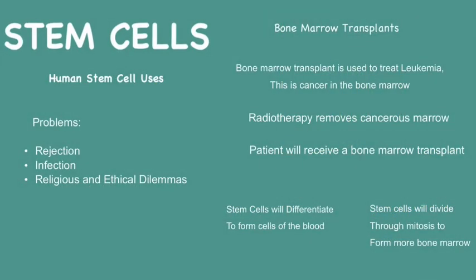Okay, so now we've talked about what stem cells are, where they come from, both animal and plant stem cells. We're going to talk about some of their uses, specifically the human stem cells to start off with. So in this video, we're going to be talking about two uses of human stem cells, and the first one is bone marrow transplant. So the reason that bone marrow is transplanted is primarily to treat this disease known as leukemia, and leukemia is a cancer in the bone marrow of a patient.